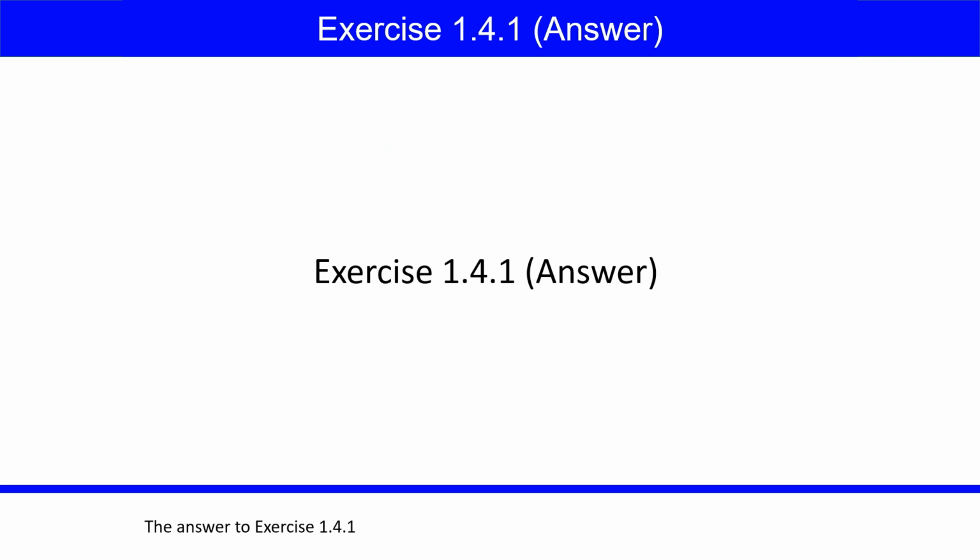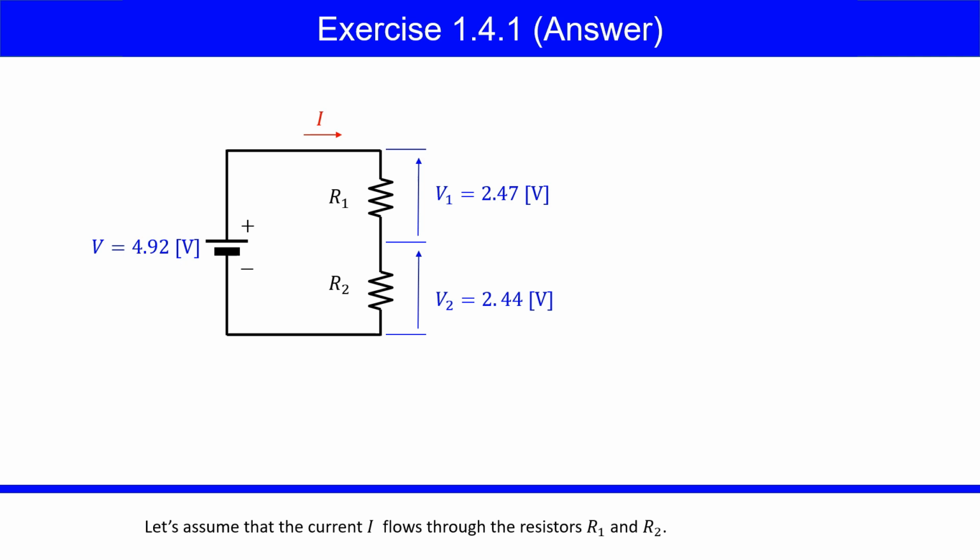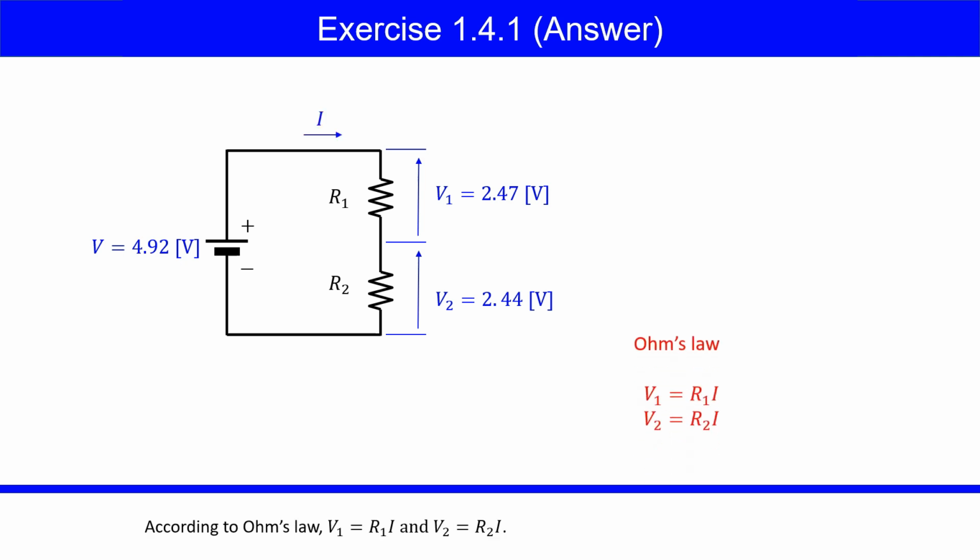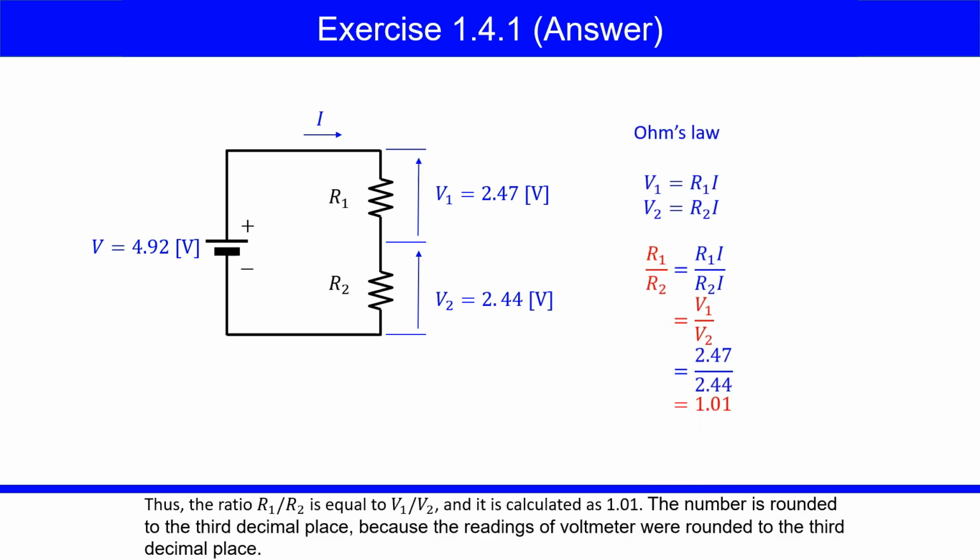The answer to exercise 1.4.1. Let's assume that the current I flows through the resistors R1 and R2. According to Ohm's law, V1 equals R1I, and V2 equals R2I. Thus, the ratio R1 over R2 is equal to V1 over V2, and it is calculated as 1.01. The number is rounded to the third decimal place, because the readings of the voltmeter were rounded to the third decimal place.